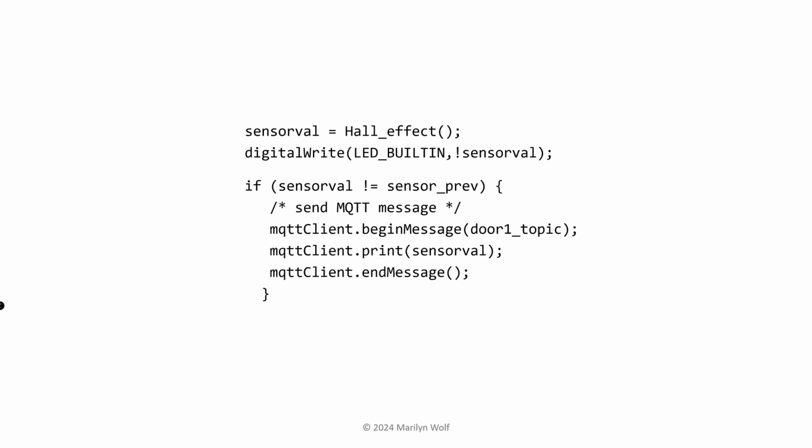This is code from the door sensor. It uses a Hall effect sensor which reacts to the presence or absence of a magnet, which relates to whether the door is open. We read the Hall effect here. We also write it out to the LED on the board, largely for debugging. If the sensor value is changed, we send a message starting with the topic and then the value of the sensor, and then we end the message.